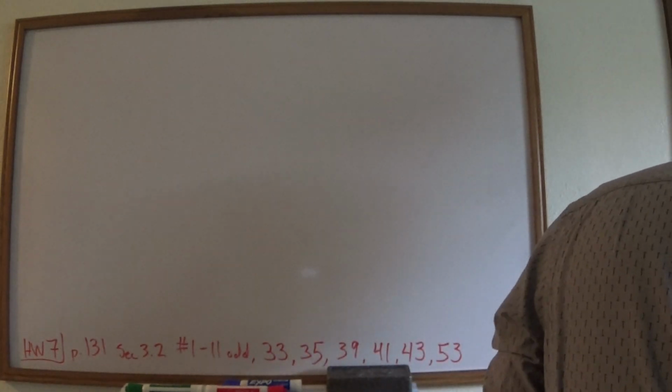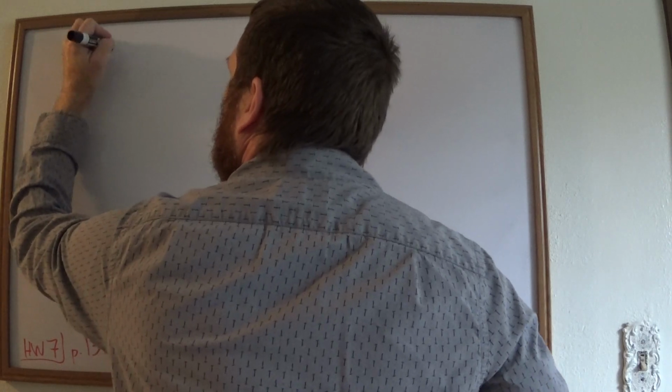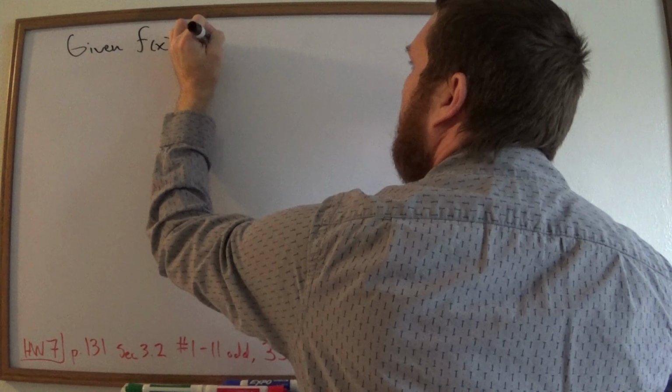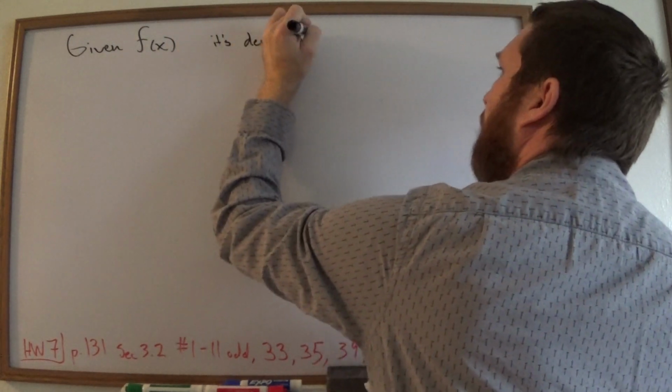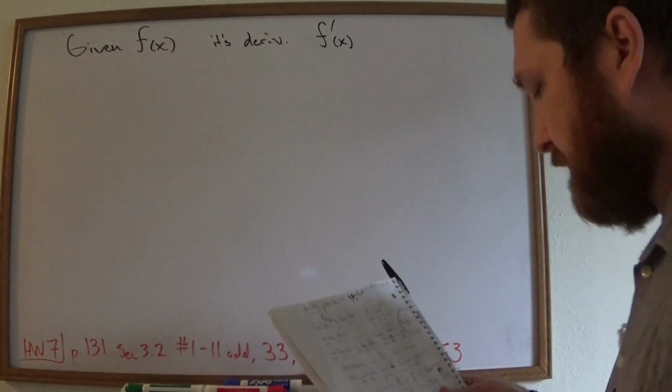So, given some function, we write its derivative as f prime of x. That's one way of doing it.